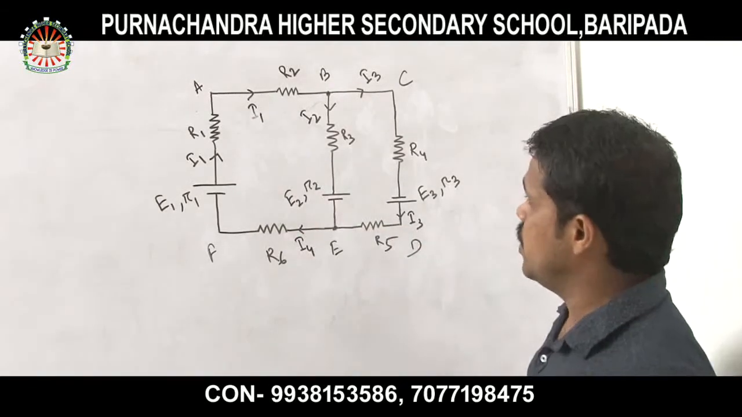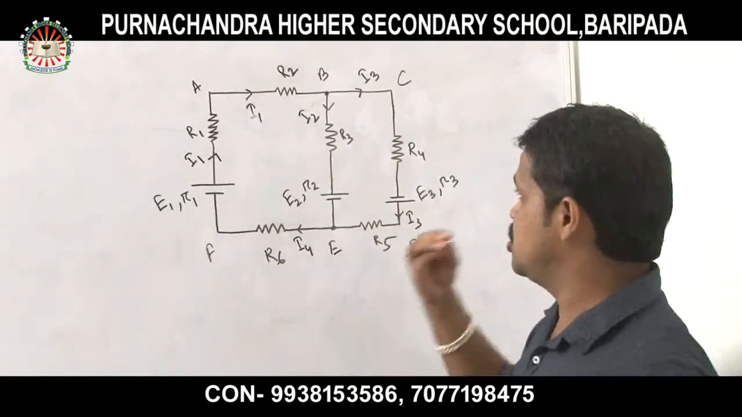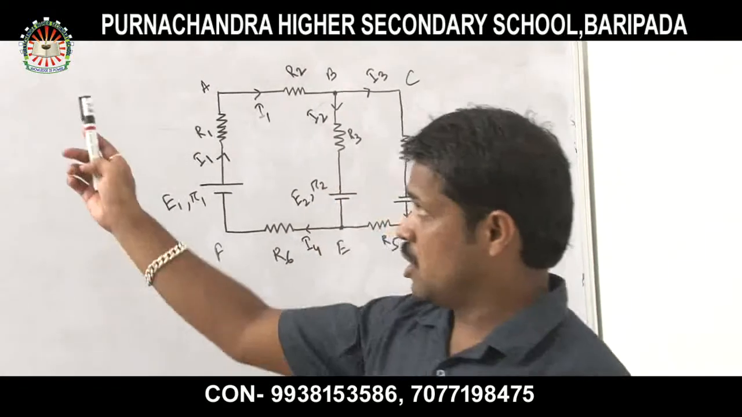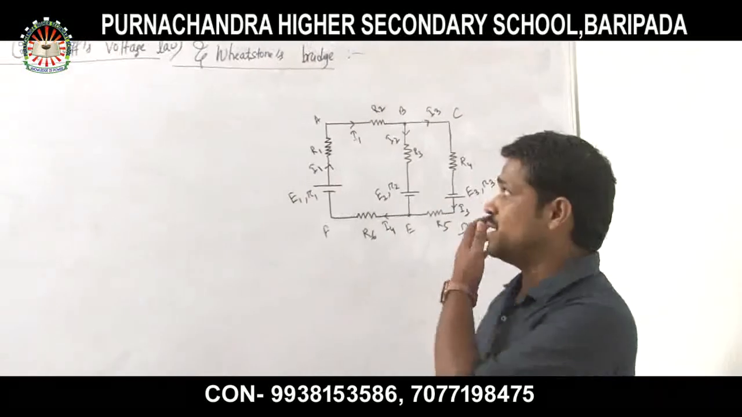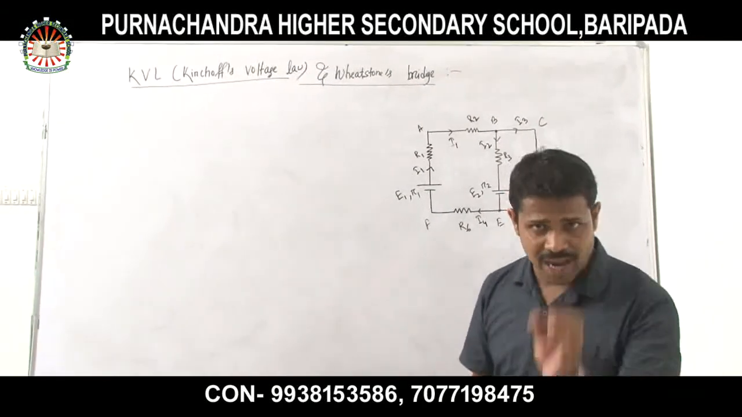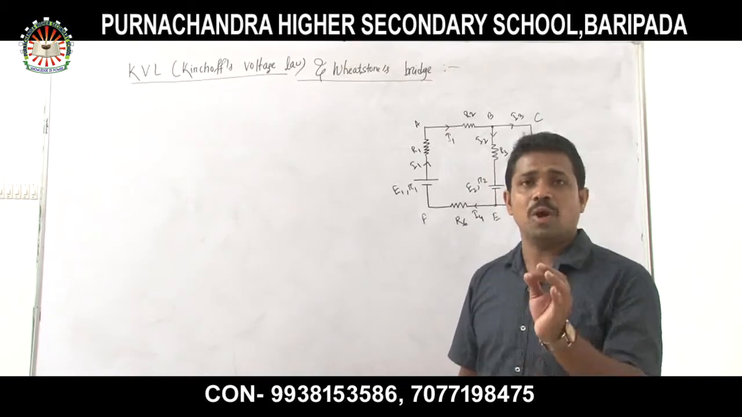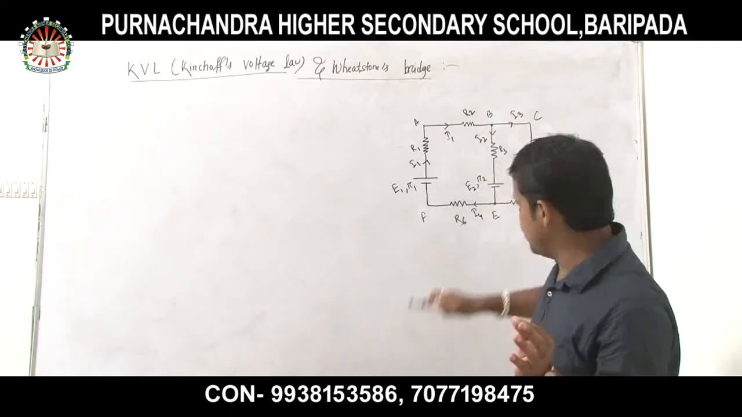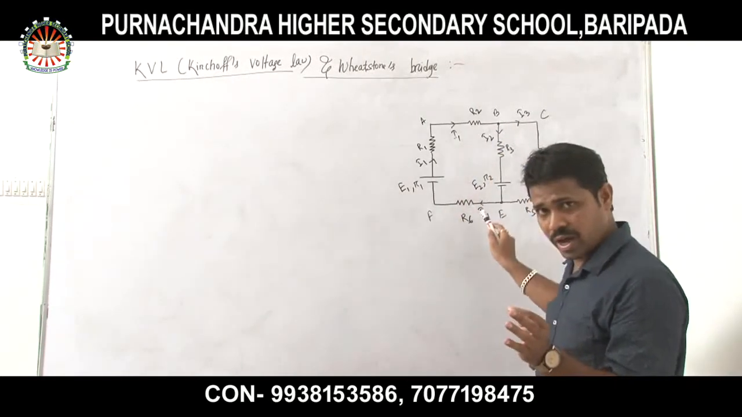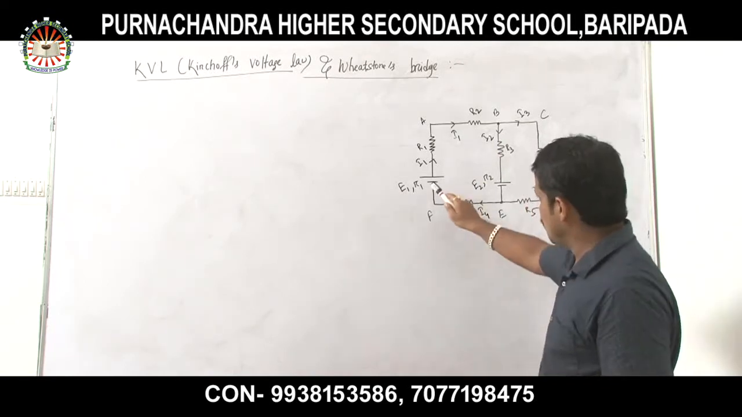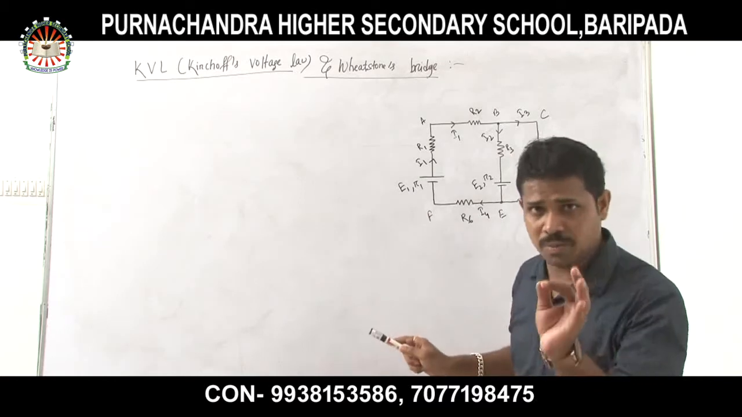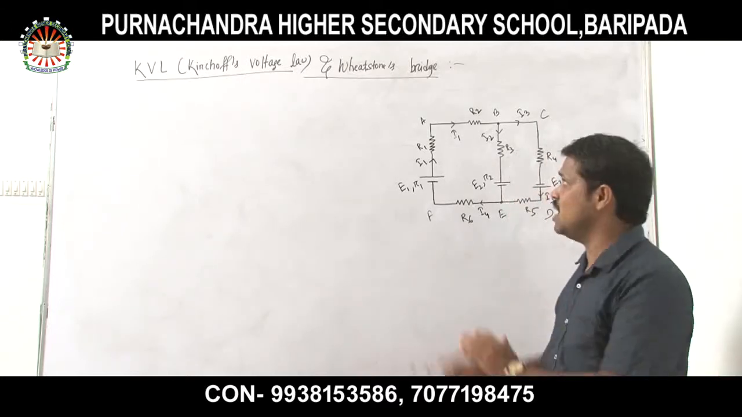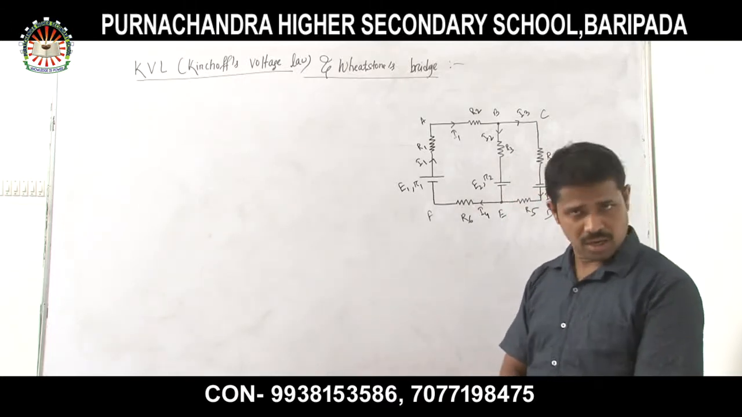Now in this class we just have to know how to apply the KVL. Before that, let us know the statement of KVL, which is very important. The KVL states that the algebraic sum of the products of current and resistance in a closed circuit is equal to the total algebraic sum of the EMF present in that closed circuit. This is the statement of KVL. Clear, all of you?